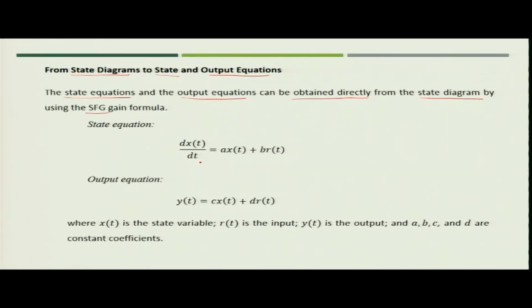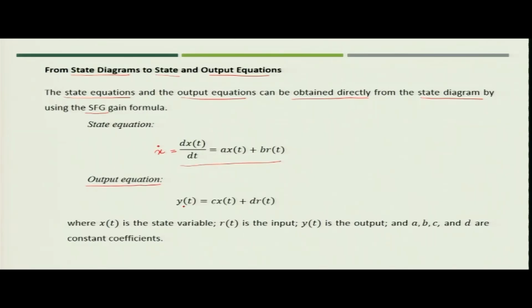So, what is the state equation? Let us recollect what we discussed in previous lectures. The state equation is nothing but dx by dt is equal to Ax plus Br. This can also be written as x dot. So, this particular equation is called the state equation.